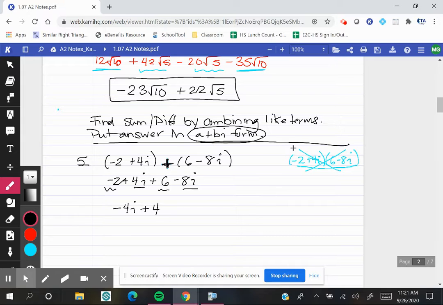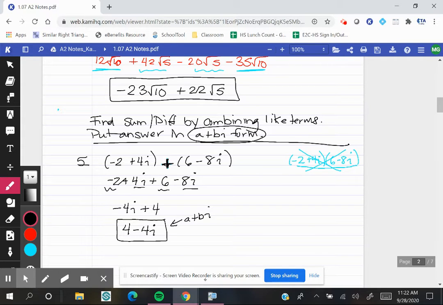What a plus bi form means is that the real part, the a, comes first, and the part with the i comes second. So to put it in a plus bi form, I would just rearrange it using the commutative property and get 4 minus 4i. Now it's in a plus bi form.